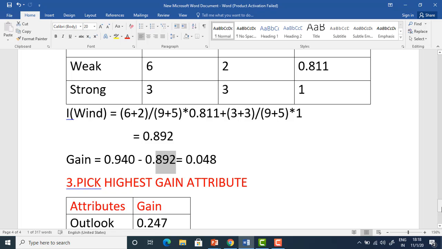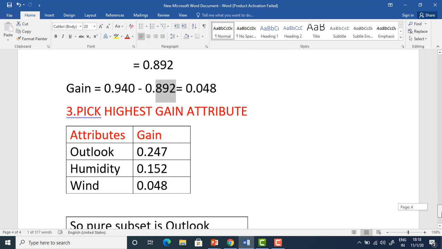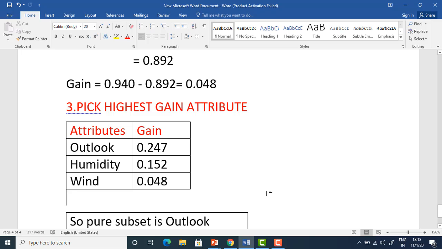If I write down all these gain values in a table, we have to pick out the highest gain attribute from this table. The attributes are outlook, humidity, wind. We got the gain values as 0.247 for outlook, 0.152 for humidity, and for wind, how much did we get? 0.048 is the gain value.